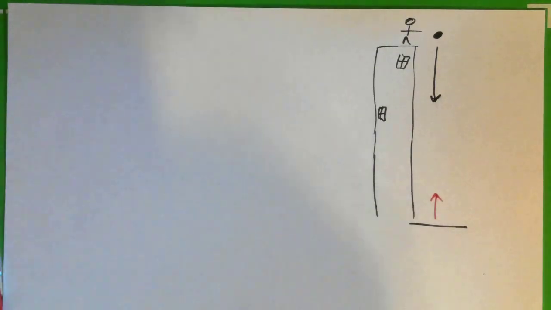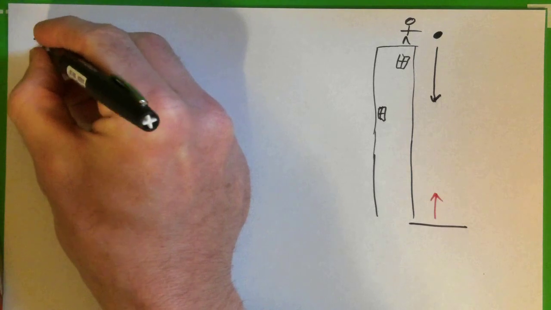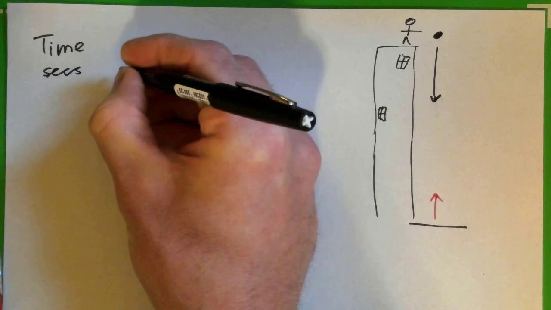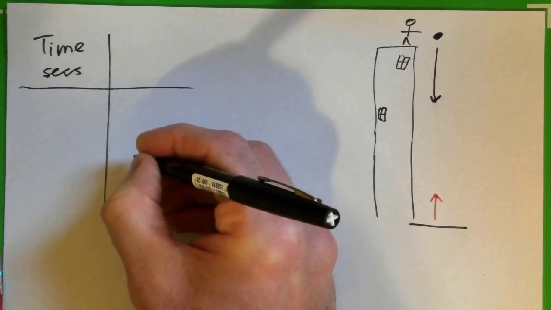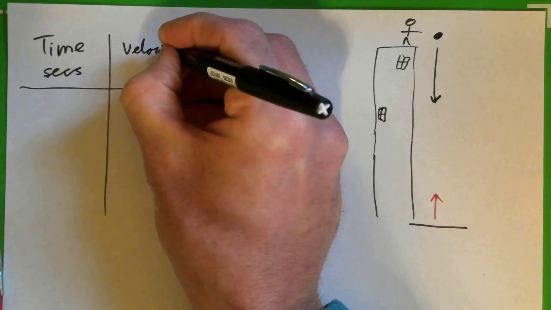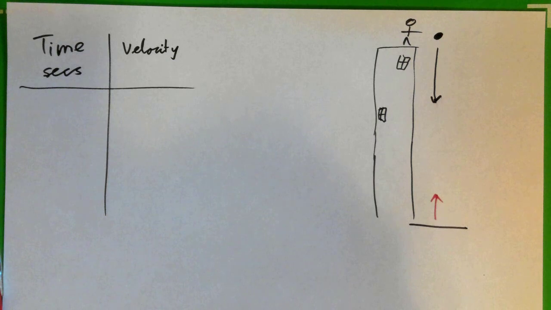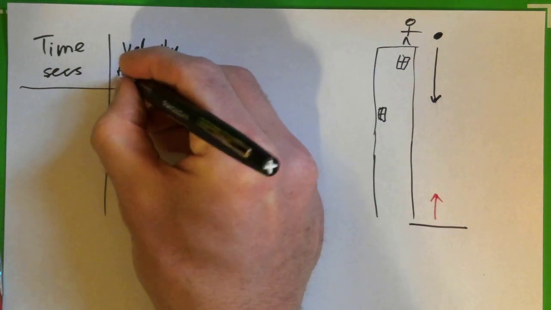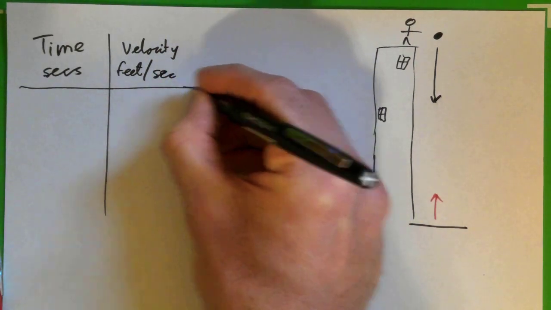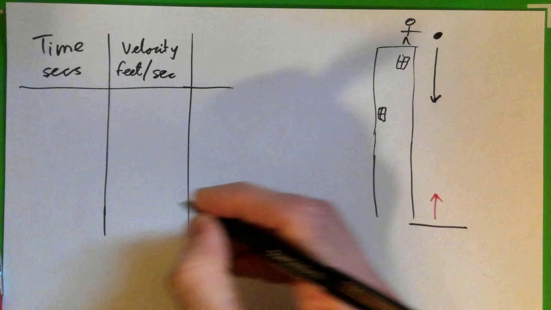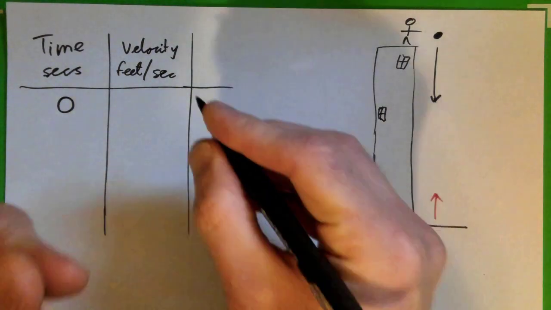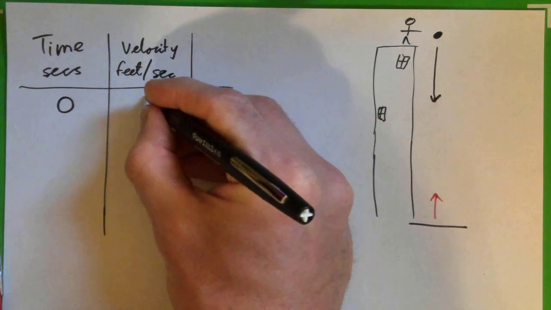So we're going to do a little table just for fun, and I'm making this up, okay? I'm going to do time in seconds, and the velocity in feet per second, right? Basically, initially, the very instant you let go of the rock, it is not moving at all, let's say.